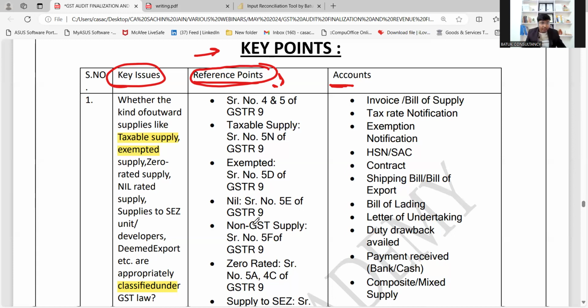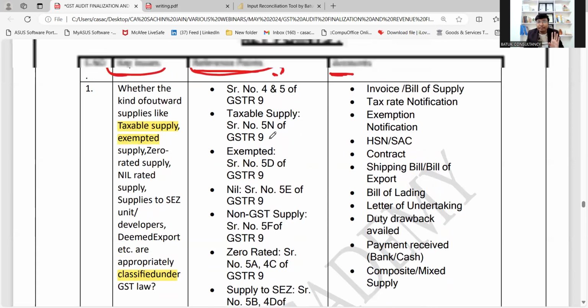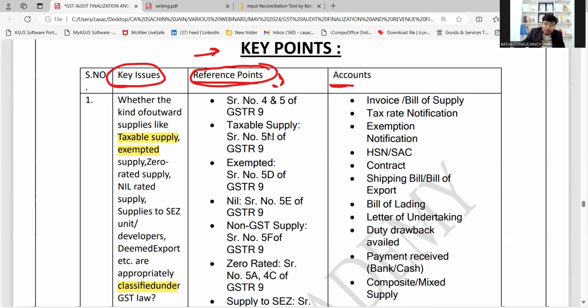Okay, now we'll discuss one by one the key issues. I am not going to discuss the reference point because the point is there. You just need to check the relevant point in GSTR 9 so that you will get an idea about that particular thing. But we'll discuss what you need to check in the physical documentation.